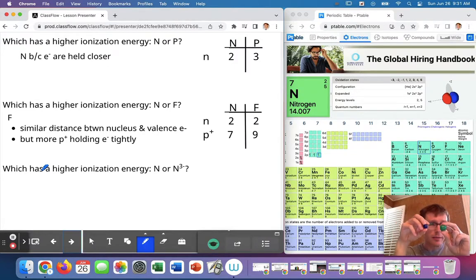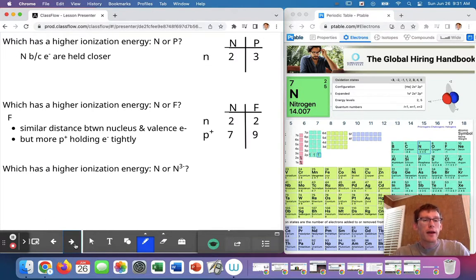Maybe fluorine's a little bit smaller, but what's really important here is I've got one nucleus that's positive 7, I've got another nucleus that's even more positive, it's positive 9. And so it's going to be pulling more on the valence electron, making it harder for me to rip away that valence electron.